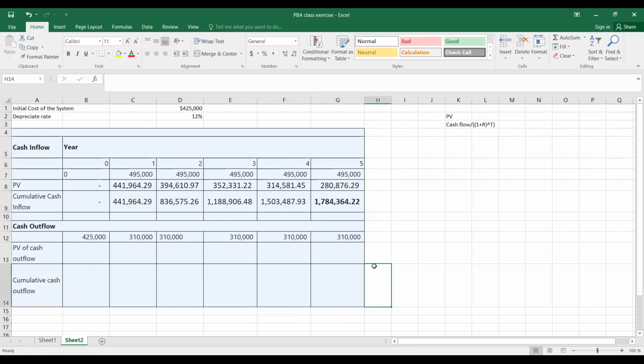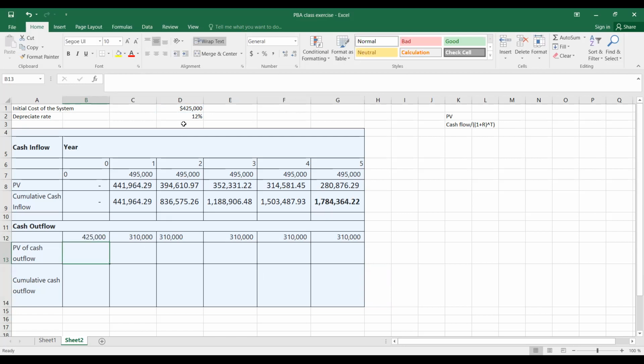Now, at the same time, we'll also go and calculate the cash outflow. Just like I mentioned earlier before we disconnected, sometimes you will not have the initial cost of the system in year 0. So just in case it's not there, please ensure that you add this manually. Okay, so equal to, and this is the value, press enter.